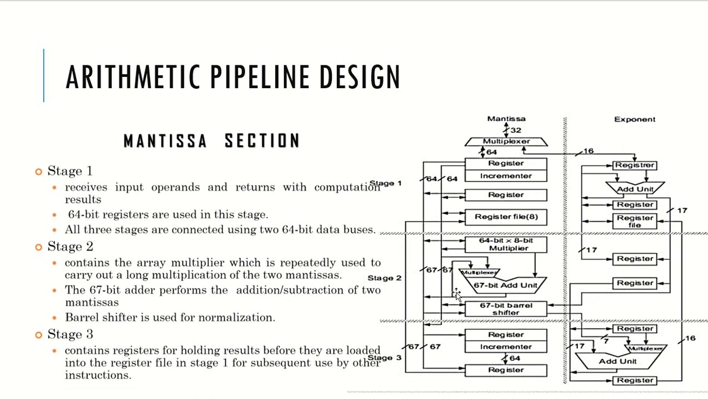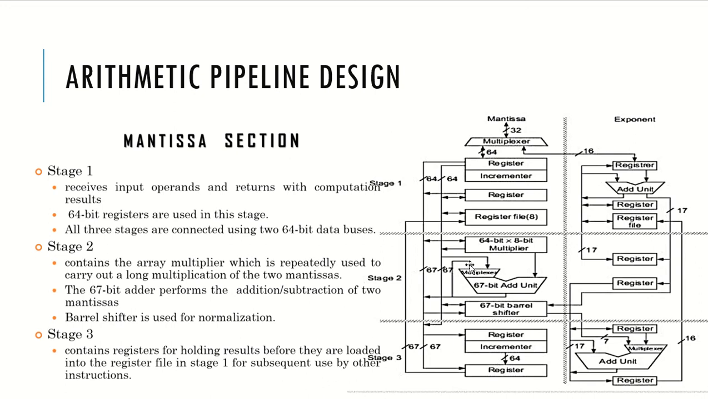Now you are employing something called a barrel shifter, which is used for normalizing the output. Then in stage 3, the last level, you have registers which will hold the result. Then you have something called the incrementer, which will help you rearrange the output according to the expected value. It contains the register for holding the results before they are loaded into the register file in stage 1 and for subsequent use by other instructions.